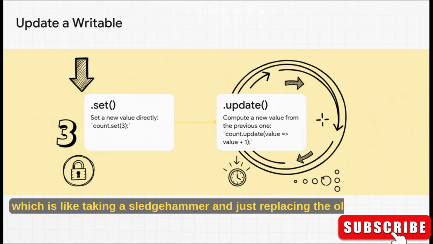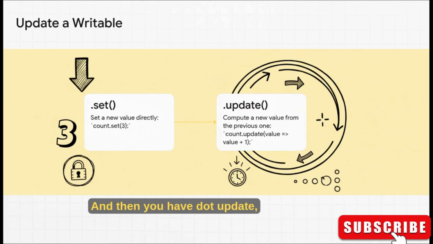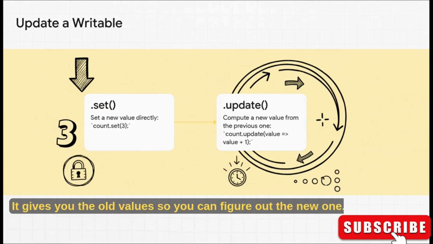You've got .set, which is like taking a sledgehammer and just replacing the old value with a completely new one. And then you have .update, which is much more precise. It gives you the old values so you can figure out the new one. Perfect for something like incrementing a counter.